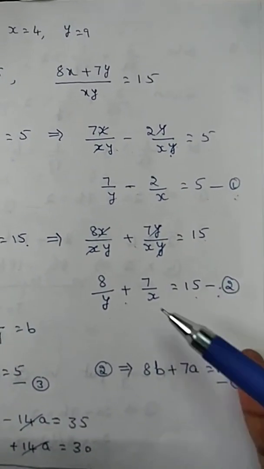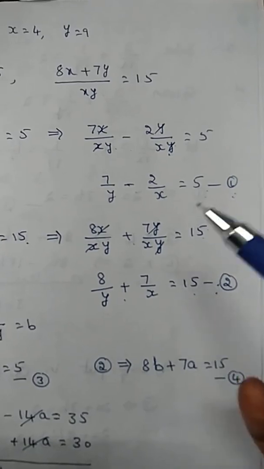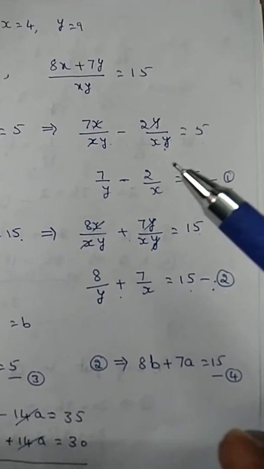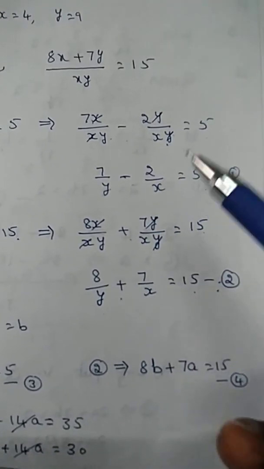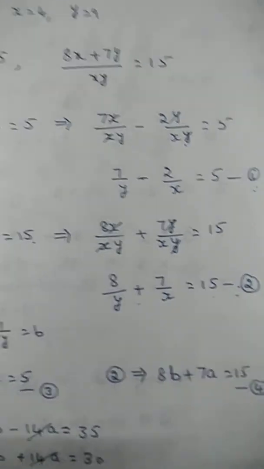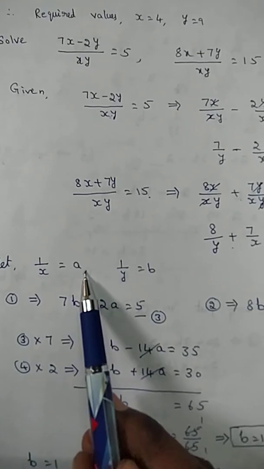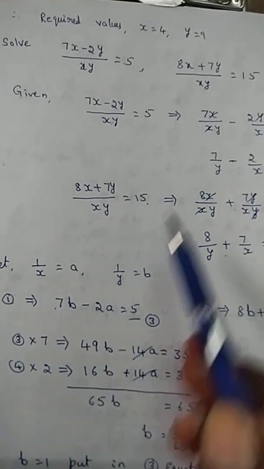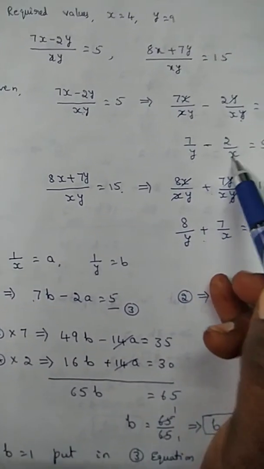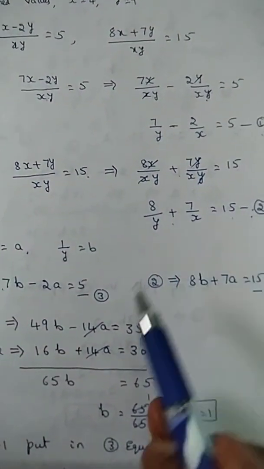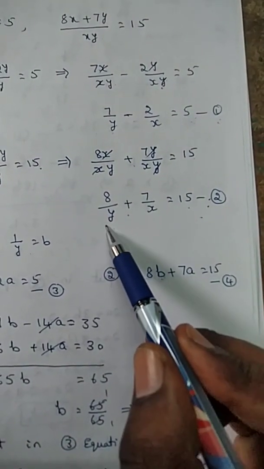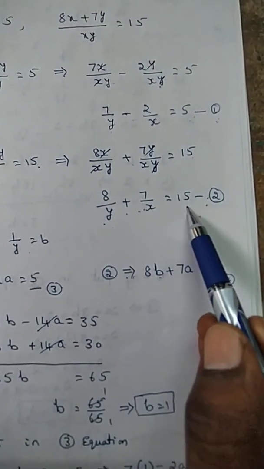Clear? So now again those are not in the form of linear. To make it a linear equation, 1/x is assumed to be a, and 1/y is assumed to be b, what we followed in the previous problem. Same procedure now: 1/x is equal to a, 1/y is equal to b. So by substituting, the first equation changes to 7b − 2a is equal to 5. That's the third equation. The second equation changes to linear: 8b + 7a is equal to 15.